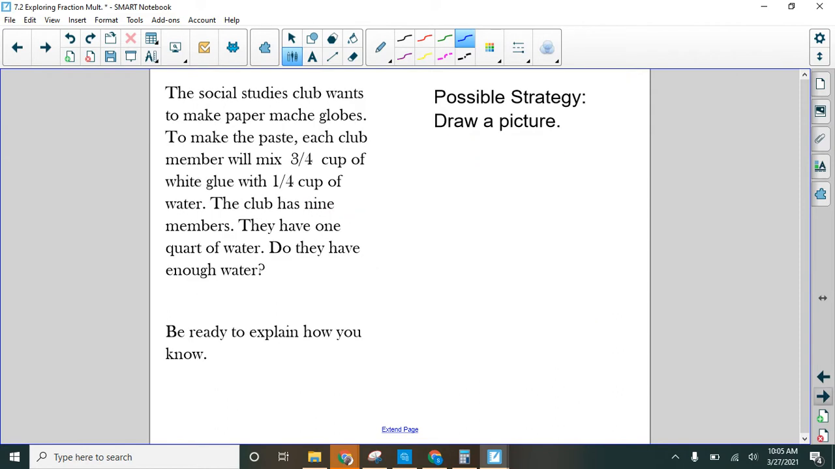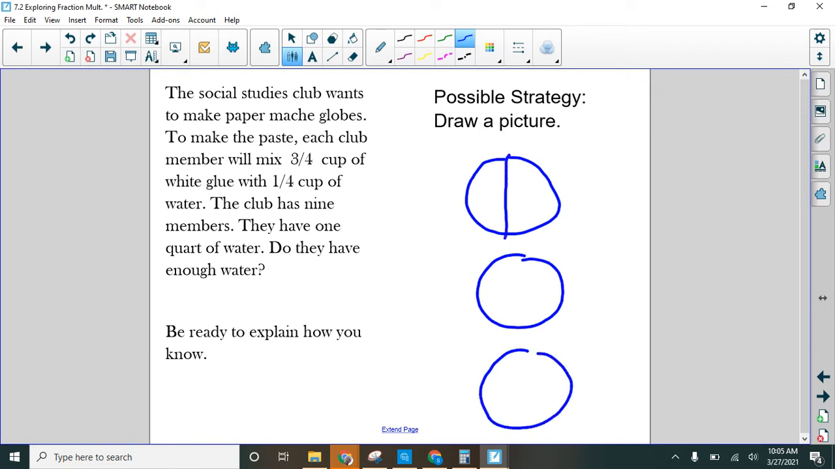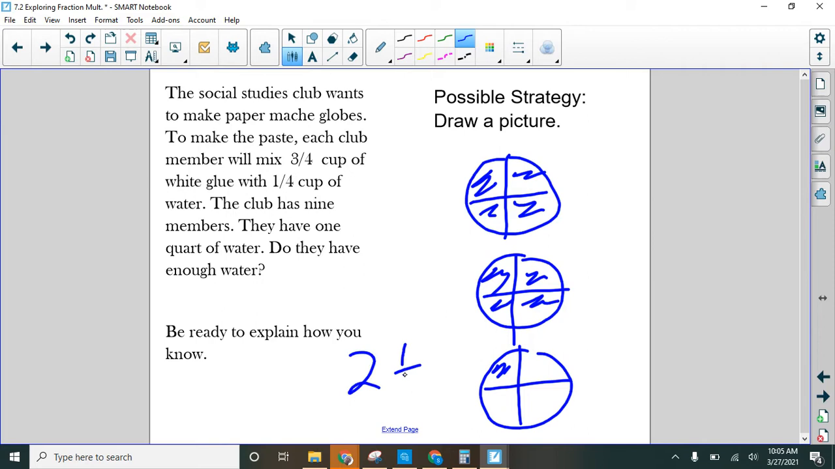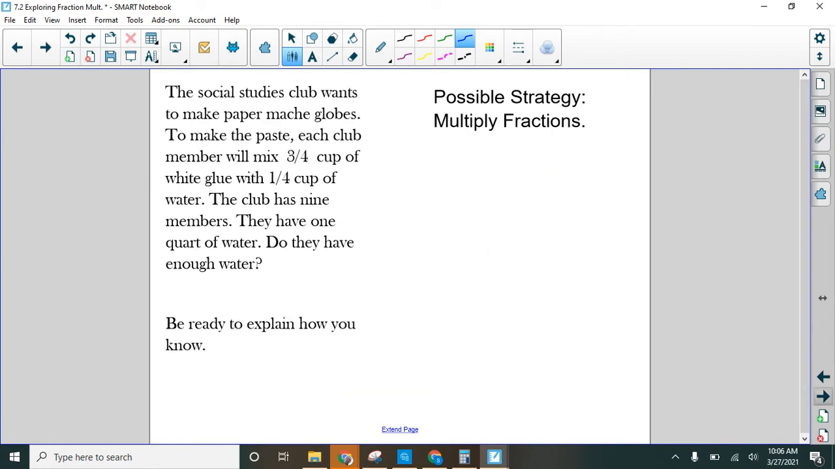Now, related to that is to draw a picture. I kind of did that on the last one too. Here, I'll draw a picture with circles. So we have 9 kids. Each one needs a 4th. So we'd shade this one, this one, this one. That's 4, 5, 6, 7, 8. And 1 more for 9. 2 and 1/4.